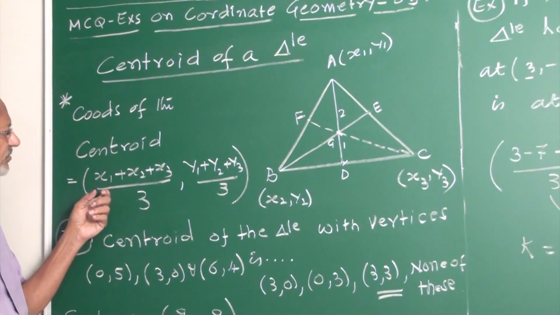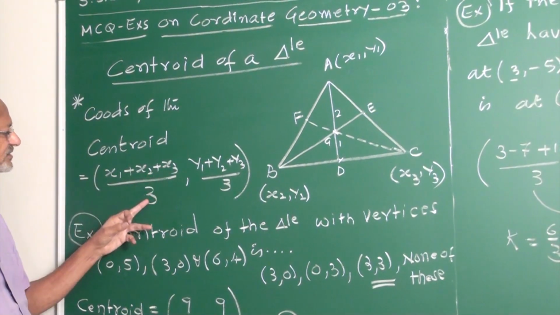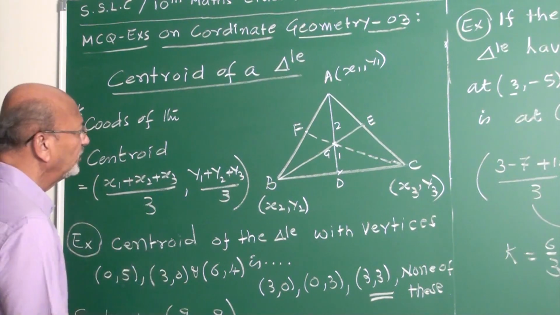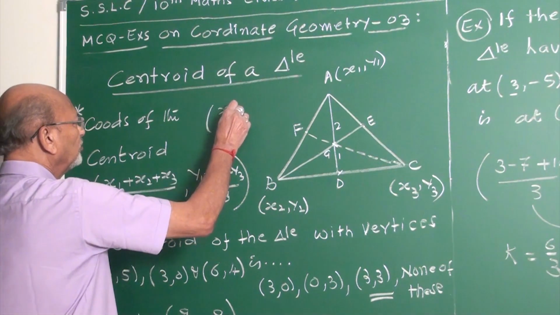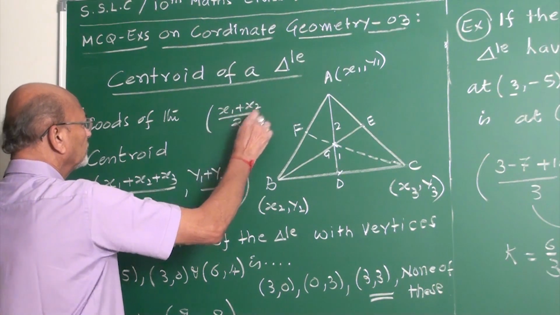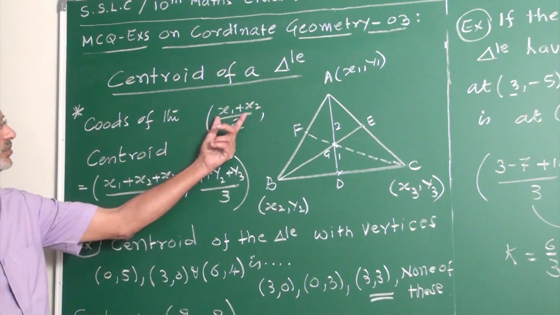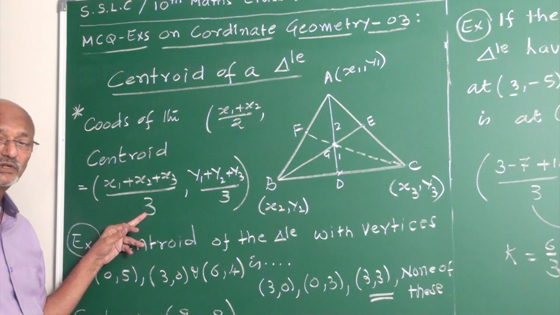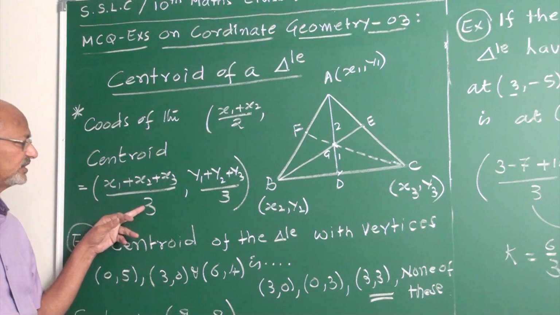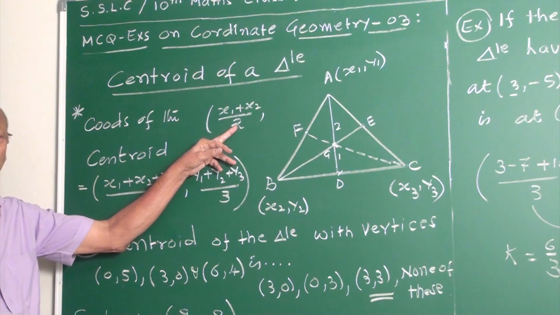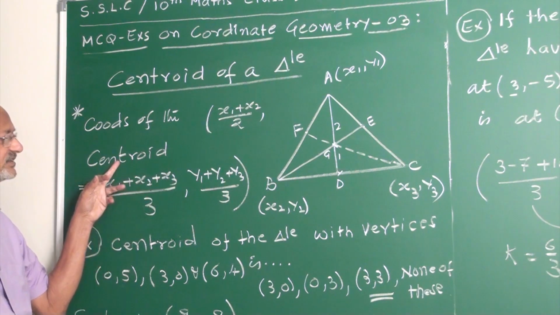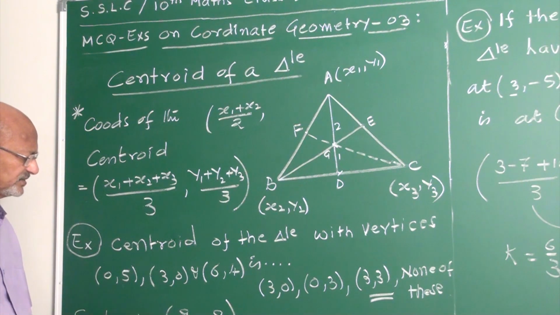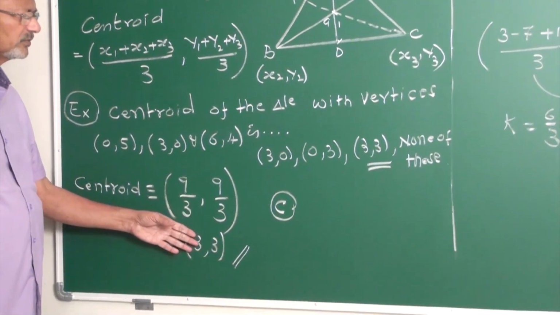Yes. What is the result? Add x coordinates divided by 3, add y coordinates divided by 3. Don't confuse this with the midpoint formula. In the midpoint formula, you have (x1 plus x2) by 2, (y1 plus y2) by 2. Two terms divided by 2, three terms divided by 3. Sometimes students will be under confusion. This also they write with 2. 2 is with the midpoint formula, 3 is with the centroid, my friends. Just one simple example: centroid. Add all x coordinates divided by 3, y coordinates divided by 3. That will be the answer.